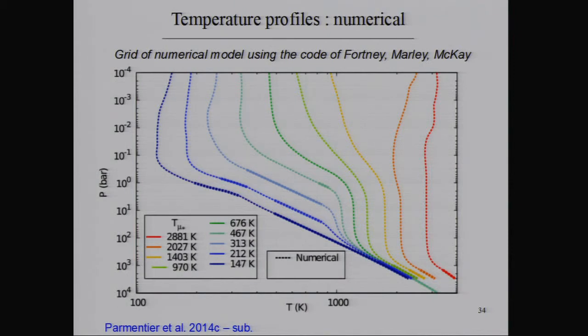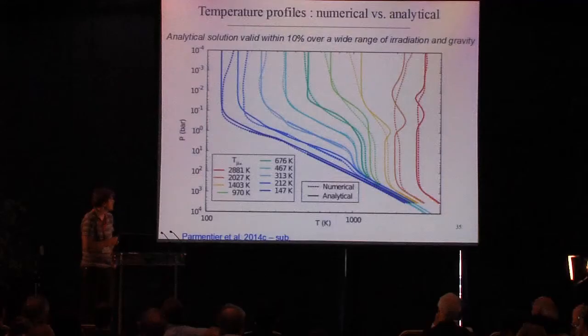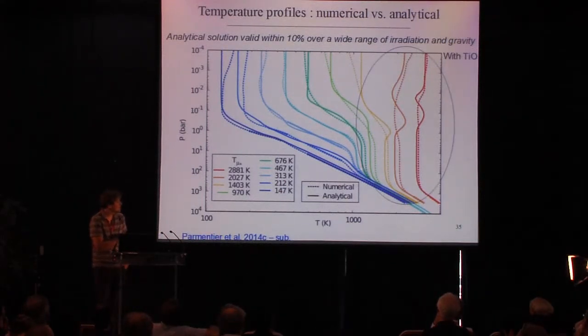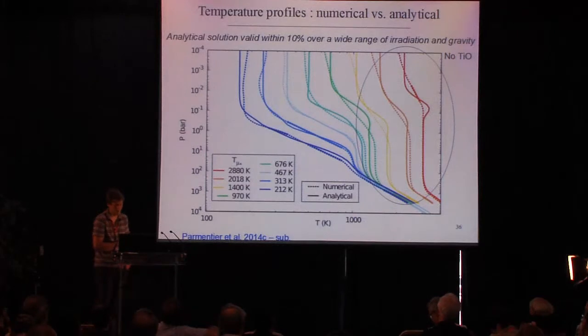And we used together an analytical model that we derived, which is a non-gray analytical model for irradiated atmospheres. And we calibrated the coefficients of our model to match, as best we can, the grid of numerical models. And so we end up with a model that works within 10% over the whole large range of irradiation and gravity. We calibrated a case with titanium oxide and a case without titanium oxide, so you can see the different profiles that are flipping between the two compositions.